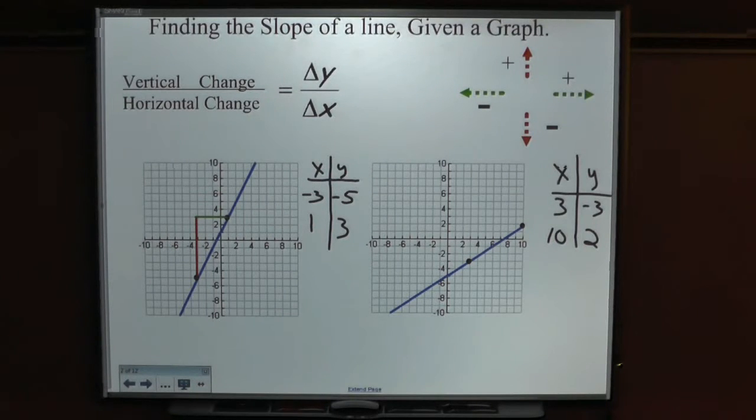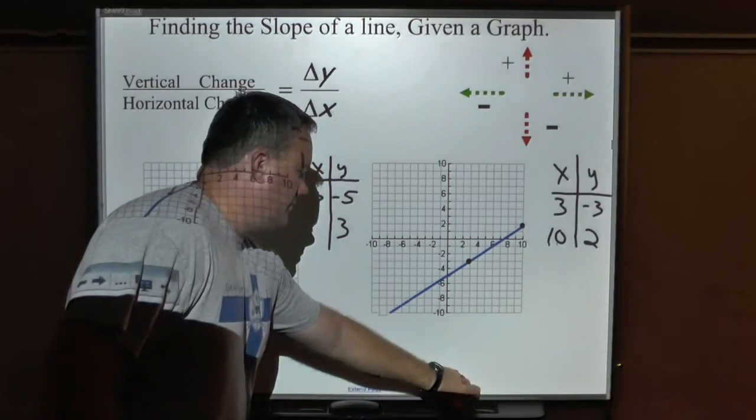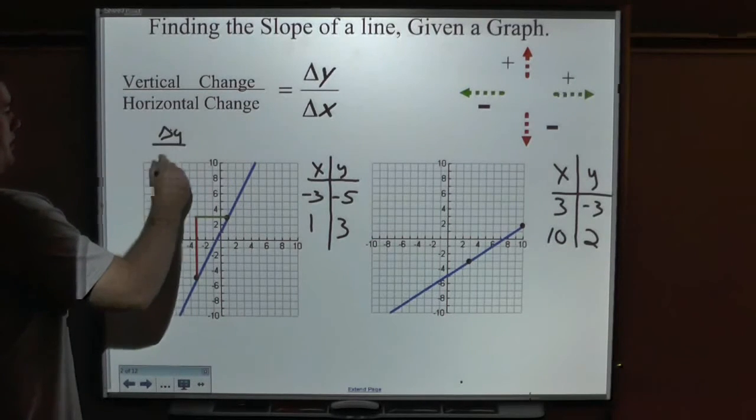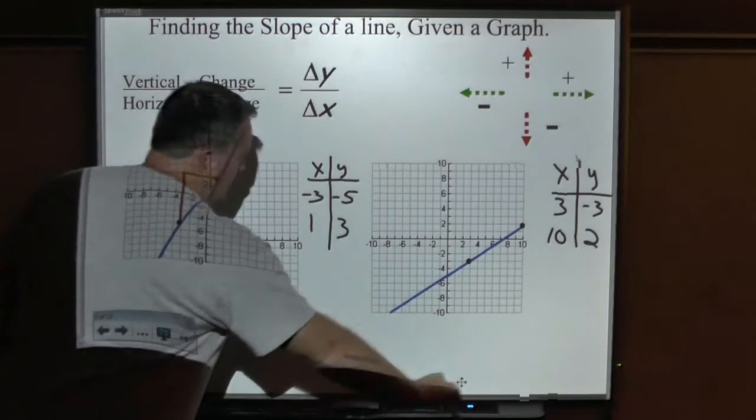To find the slope of a line given 2 points, we're going to find the vertical change of that line, and then we're going to divide it by the horizontal change of that line. So basically, we're finding the distance from here to here, vertically and horizontally. Now, just like on any other problem that we do, we start off with change in y over change in x. That again represents our slope.